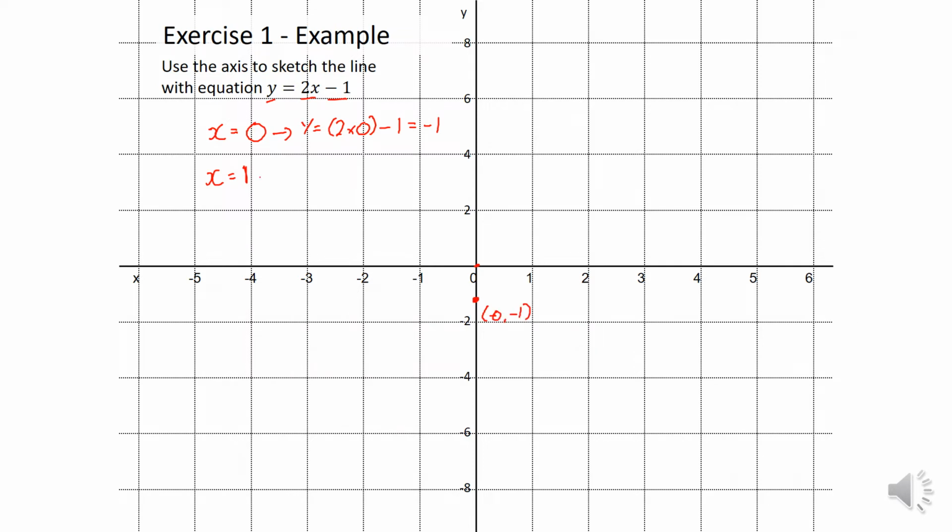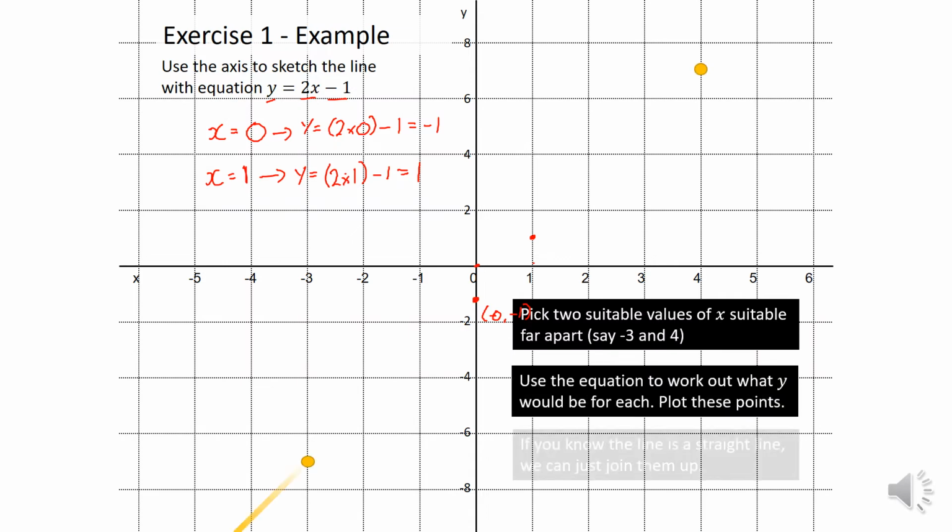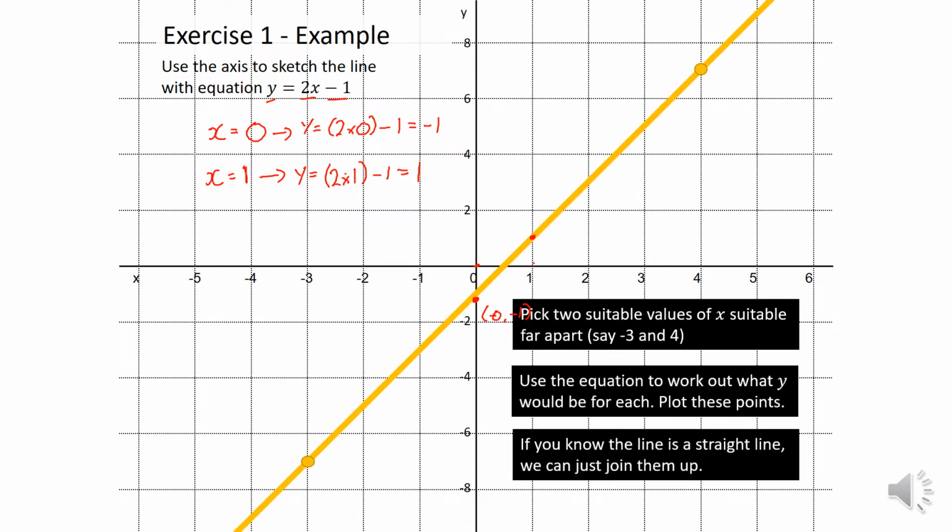So let's do the same with x equals 1 to see what we get. y equals 2 times 1, minus 1. 2 times 1 is 2, minus 1 gives us 1. So when x is 1, y is 1 as well. So the line goes through about there. You can see I've not quite drawn that accurately, but it goes through those 2 points.